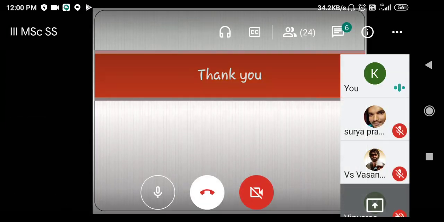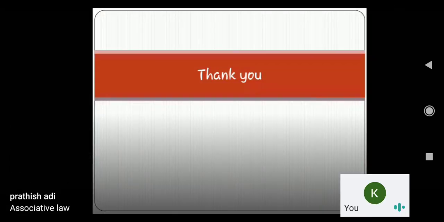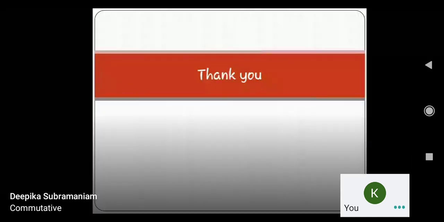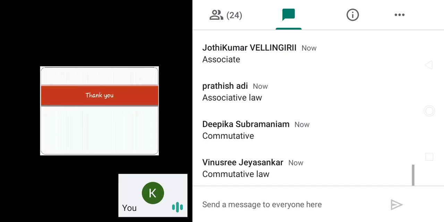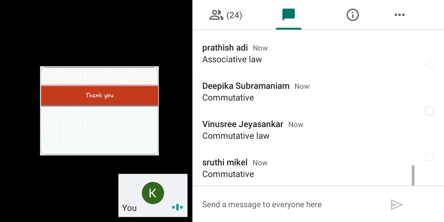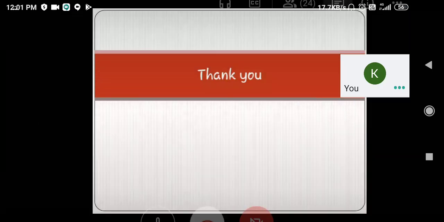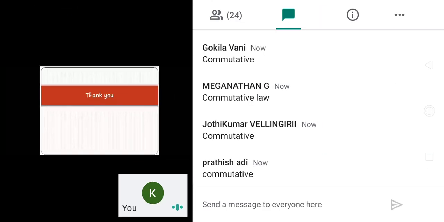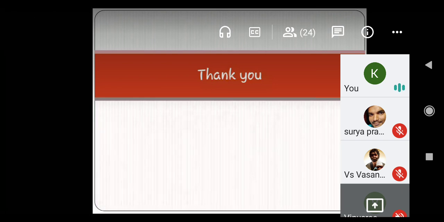The next question: what is the fourth general form law? What is the law that we use for the fourth general form? The answer is very right: commutative. Deepika, Venusri, Shruti, Sindhu, Darshini, Meghanathan, Jyoti Kumar, and Pratish. Most of you have answered very correctly. So the fourth general form law is the commutative law. Very good. The last question.